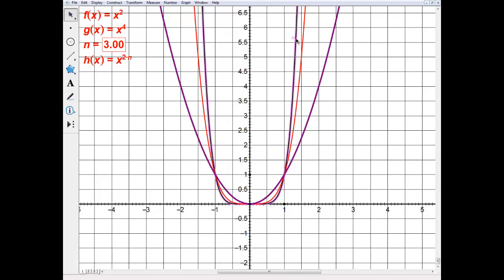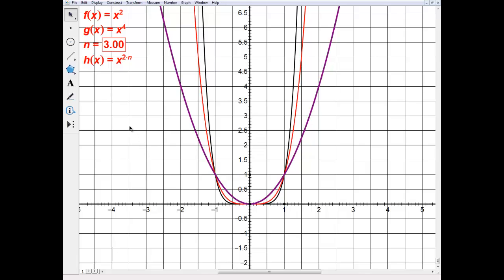So this black graph right here is x to the 6. Red graph is x to the 4. Purple graph here is x squared. So this gives you a sense of what x to the power 2n looks like. Now, what if I wanted x cubed?